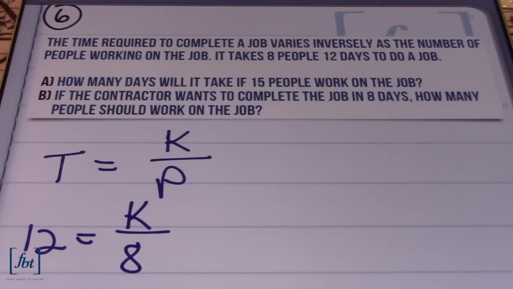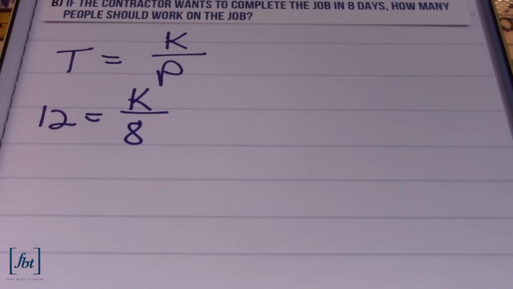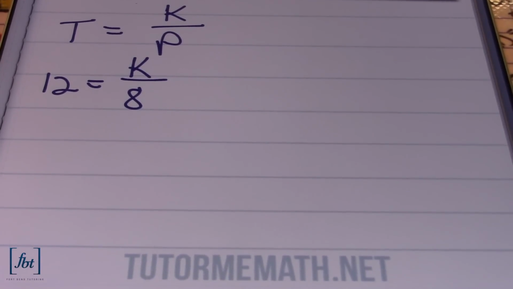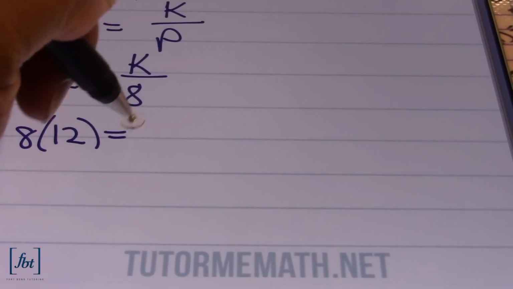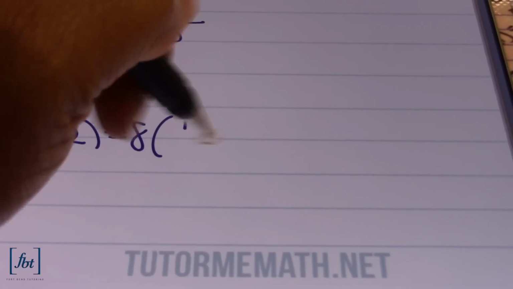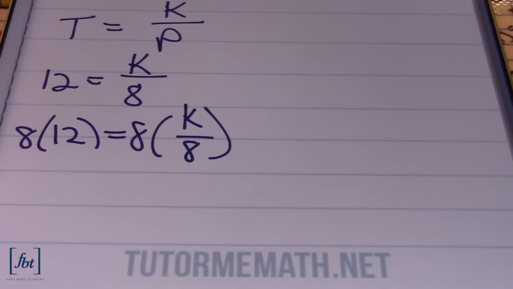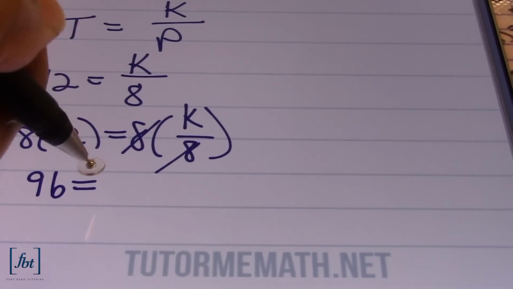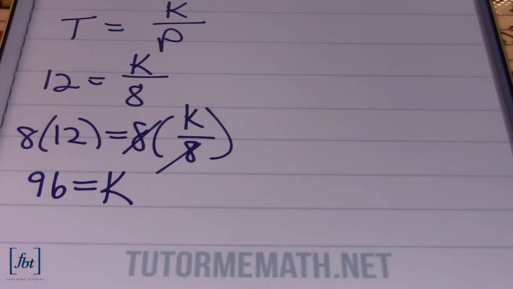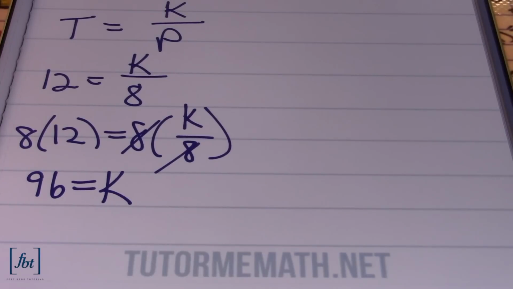Now let's solve for our constant of variation by multiplying both sides of the equation by 8. So I have 8 times 12 equals 8 times K divided by 8. From here, we'll be able to multiply. 8 times 12 is 96. And on the right side, your 8s will cancel out. So this is your constant of variation. Your constant of variation is 96. And we'll definitely keep that in mind.